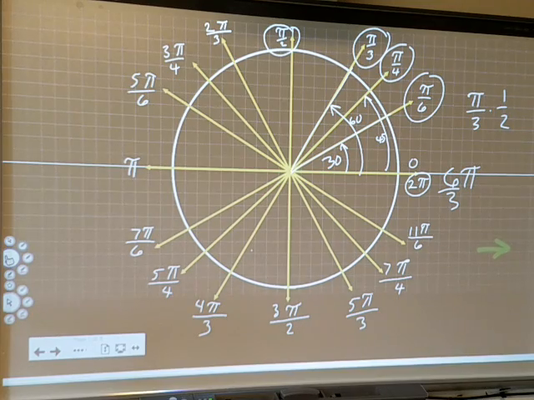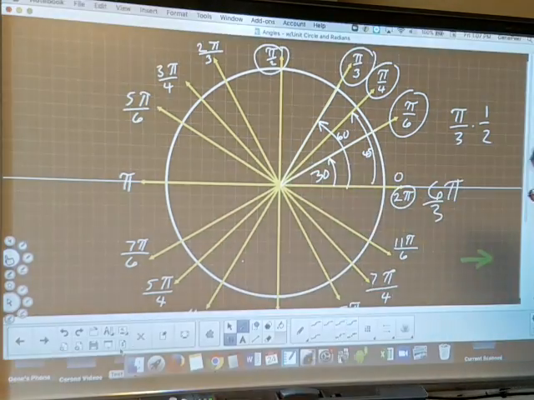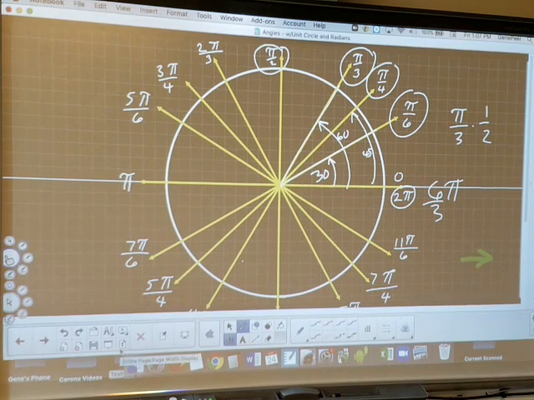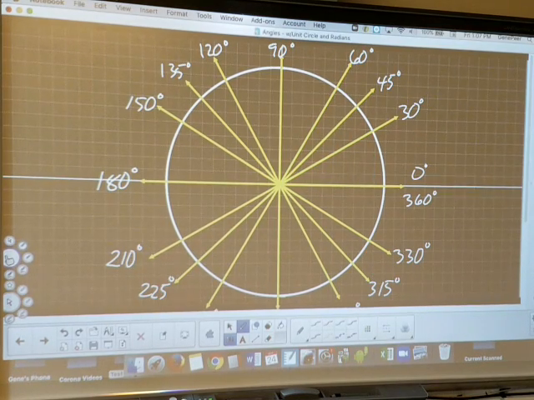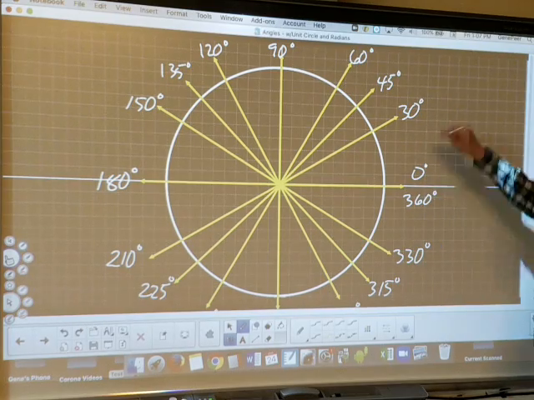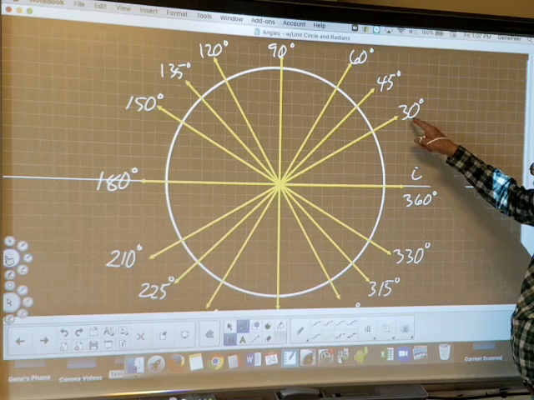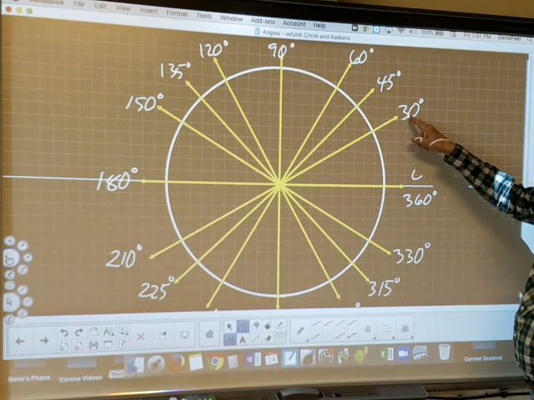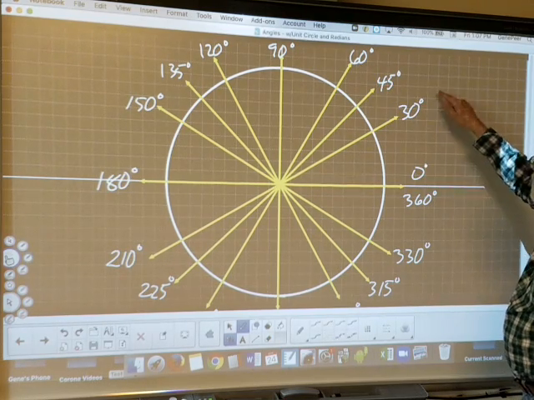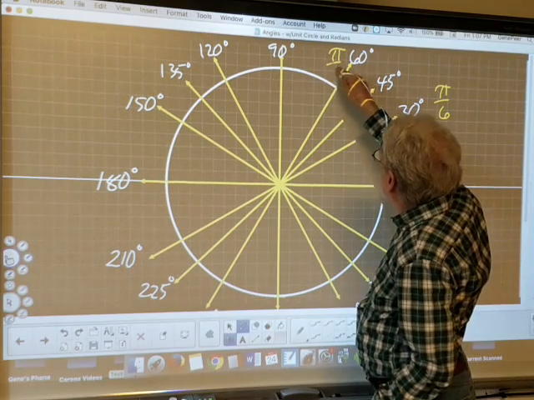I wanted to practice with you one more time because finding these angles is critical, as you know. So, one more time. 30 degrees is, and we're just going to assume that you're going to memorize this, you already know it. Don't use the 3, use the 6. Don't use the 6, use a 3. This is pi over 6. This guy is pi over 3.